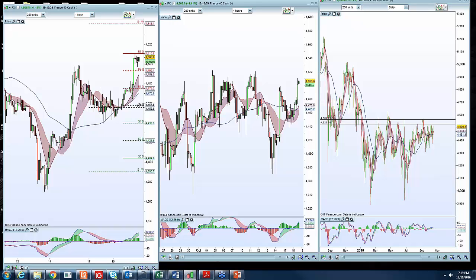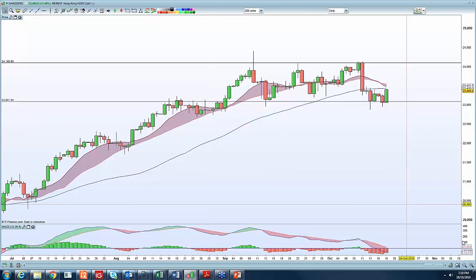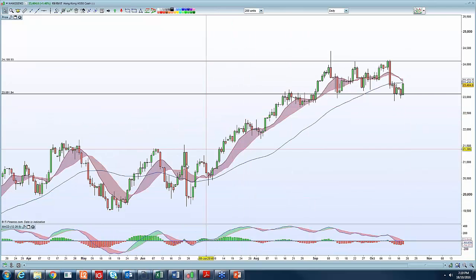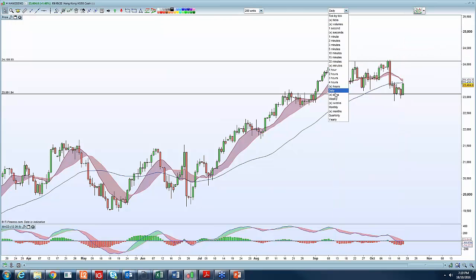Okay, let me go to the Asia side. Let's start with the Hang Seng. Okay, so this is the Hang Seng. Now, daily chart. You can see that it was on an uptrend for quite some time, but now momentum has waned and we are practically sideways. Support level 23,000, resistance around 24,000. Very simple stuff. This is the daily chart.